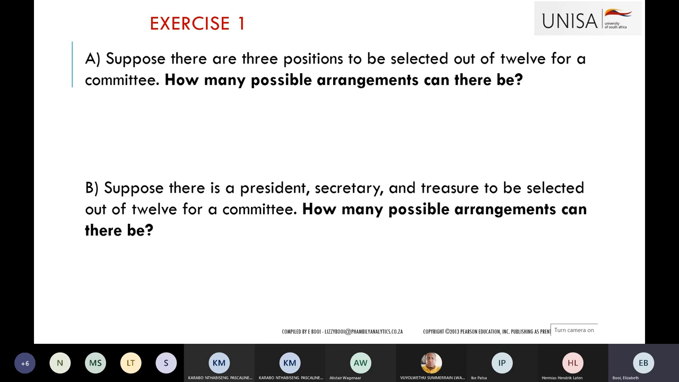Is this a counting rule question? They are telling us that there are three positions that need to be selected out of 12. Is this a combination or permutation? Was there order or preference? Talk to me. Or you can post your answer on the chat. Remember, we're still using the chat as well. Or unmute and talk to me.